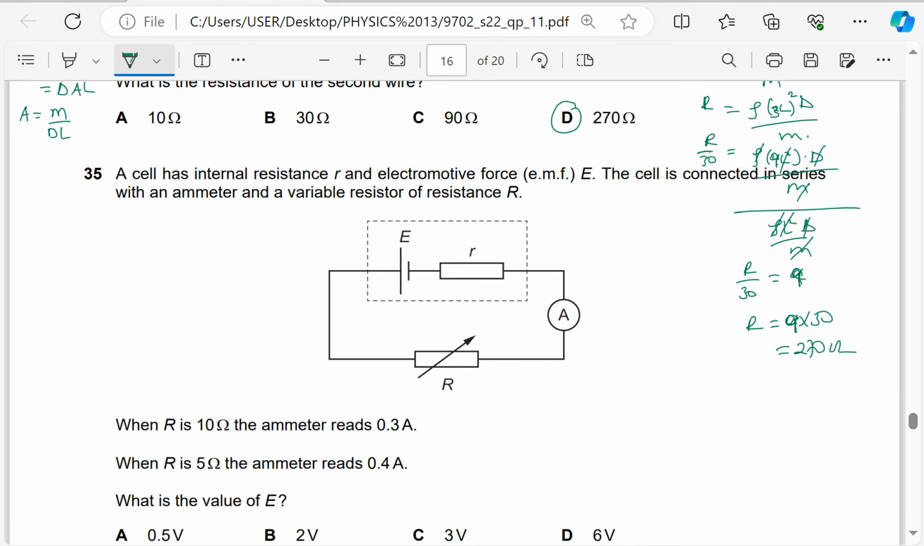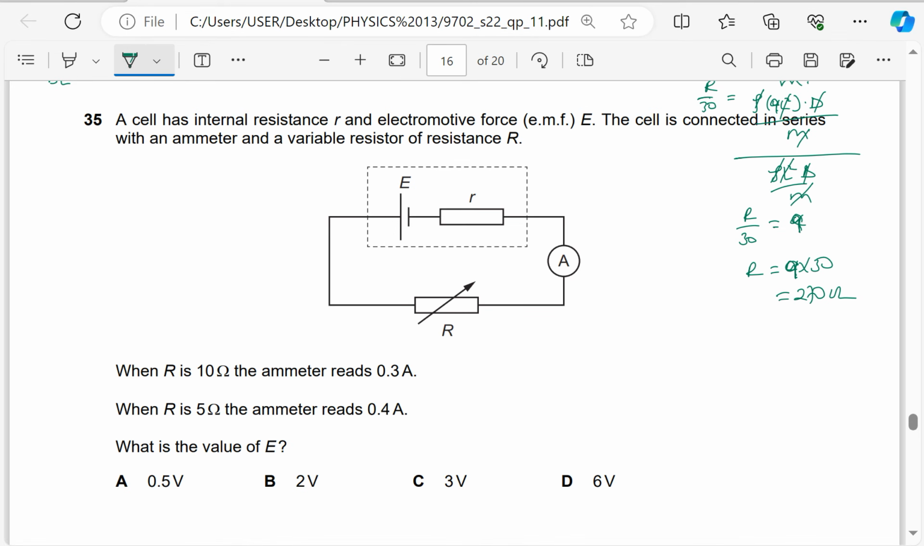A cell has internal resistance r and electromotive force E. The cell is connected in series with an ammeter and a variable resistor of resistance R. When R is 10 ohms, the ammeter reads 0.3. And when R is 5 ohms, the ammeter reads 0.4. So I'm just going to come up with two equations.